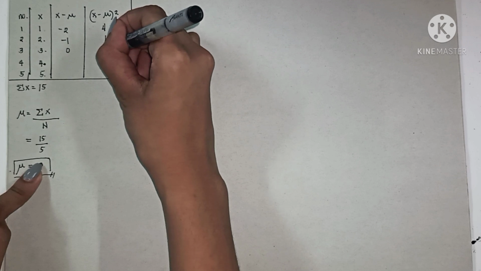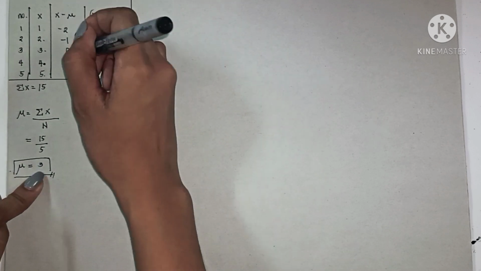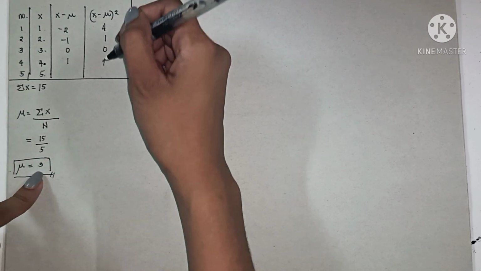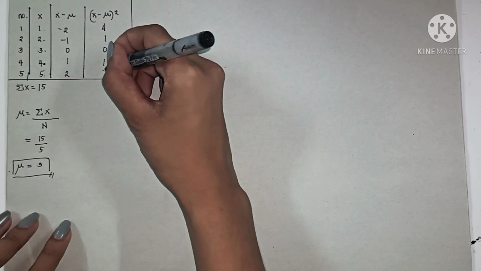Diretso squared, that is equal to 0. 0 squared is 0. 4 minus 3 is equal to 1. Squared, 1 squared is 1. And 5 minus 3, that is equal to 2. And 2 squared, that is equal to 4.